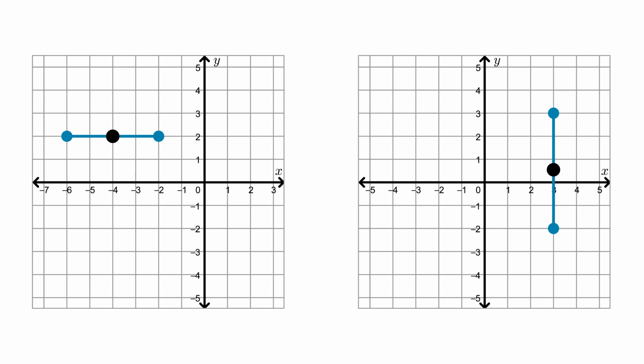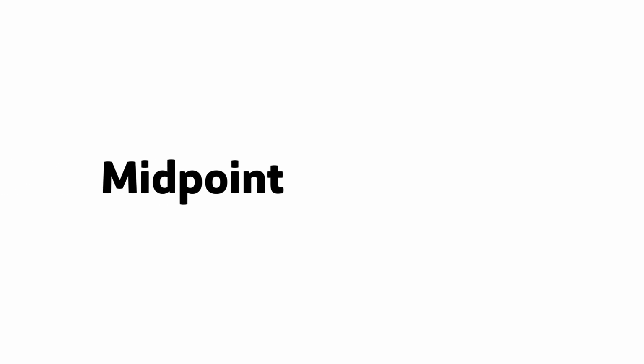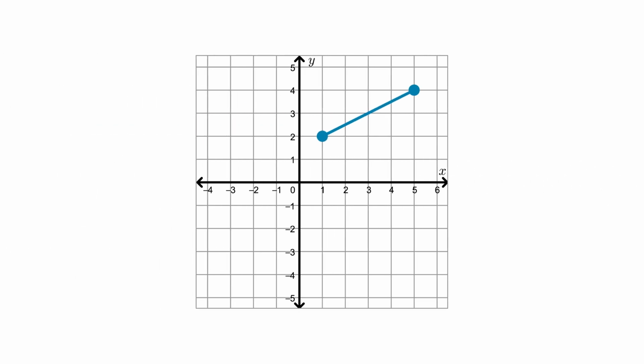Here are the answers to check your work. It's possible you counted how many units there are from one point to the other and then cut that number in half to find the point, and that's a great strategy. These halfway points represent what we call the midpoint between the 2 points. Let's try one more example though.